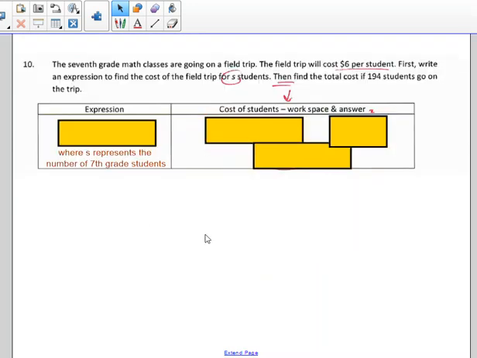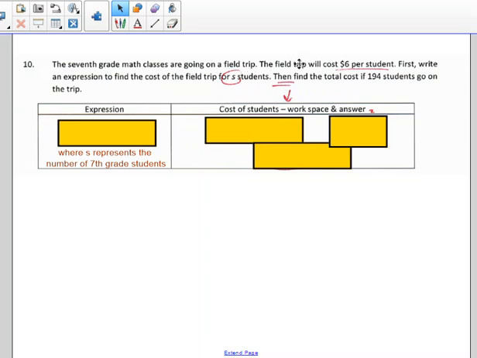All right, number 10, the 7th grade math classes are going on a field trip. The field trip will cost $6 per student. First, write an expression to find the cost of the field trip for S students. Then find the total cost if 194 students go on the trip.